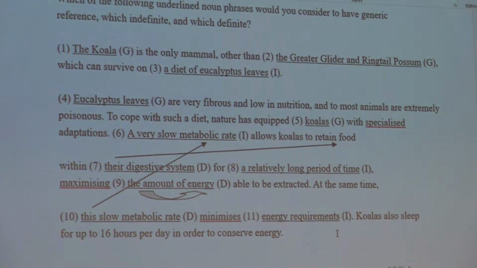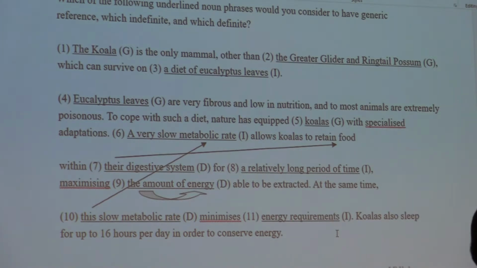Because remember, we can also use the to refer to the whole class, like the lion. The lion is very fierce. We can also use the, but usually the most common way to refer to the generic reference is the plural form for countable nouns. Plural form.